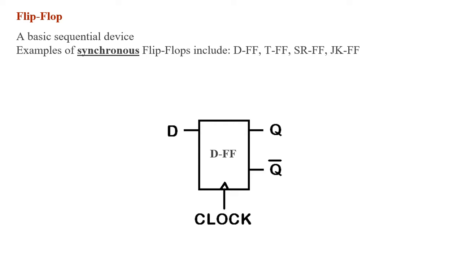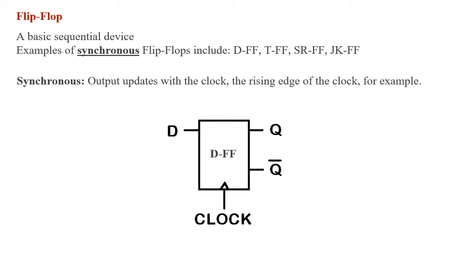One of the basic building blocks of a sequential design is the flip-flop. An example of a synchronous flip-flop includes the D flip-flop, the T flip-flop, the SR flip-flop, and the GK flip-flop. When we say a flip-flop is synchronous, it simply means that the output of the flip-flop updates its value with the clock. We could say with the rising edge of the clock, for example.